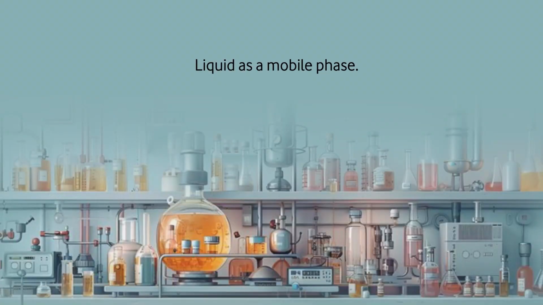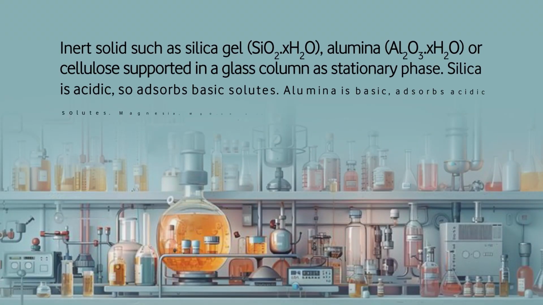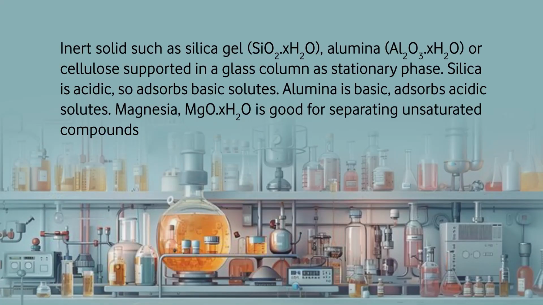So we have already seen that liquid is the mobile phase. Inert solids such as silica and alumina are the stationary phase. Silica and alumina have different natures. Silica is acidic, so obviously it will adsorb basic components. Alumina is basic, so obviously it will have more affinity for acidic components. So when we have components in food which are acidic or basic, gas chromatography will not be the ideal thing. The ideal thing will be liquid chromatography, because there we have silica gel and alumina in the column. We can also use magnesia.